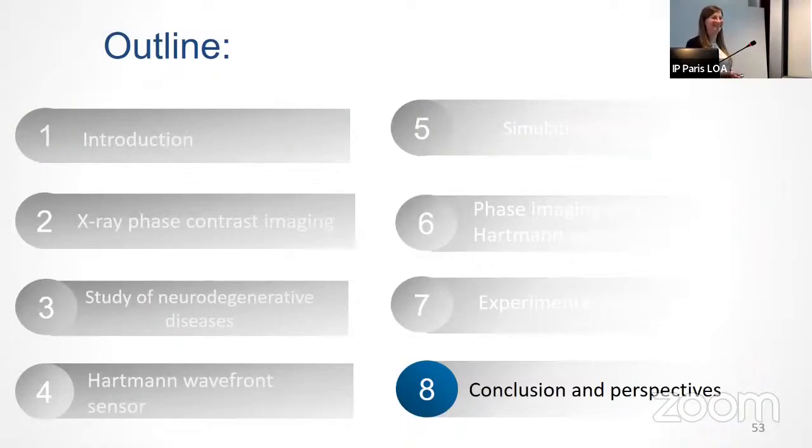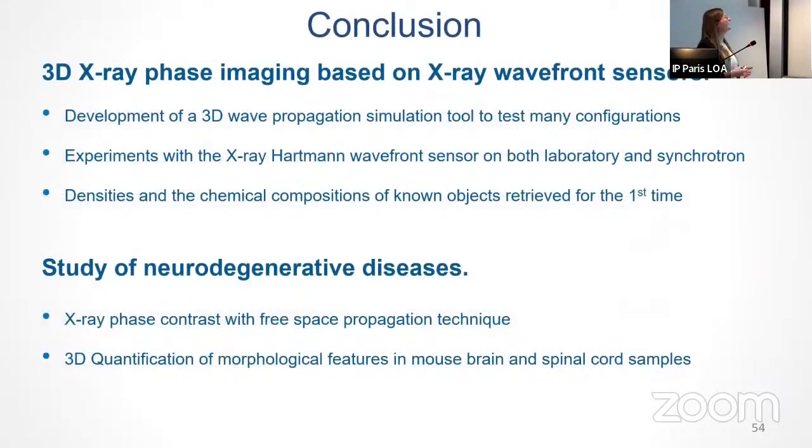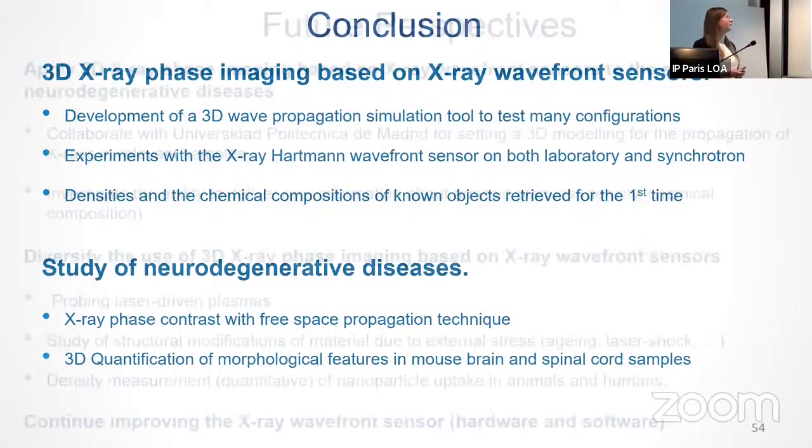Finally, I will look at the conclusion of my work. So what we show is that we can implement 3D phase imaging based on the Hartmann wavefront sensor. We developed a simulation tool to visualize the sample. We looked at the experiments both with laboratory and synchrotron sources. We retrieve for the first time density and chemical composition of known material. And on the other hand, we also study neurodegenerative diseases with X-ray phase contrast in free space propagation. And we quantify in 3D morphological features inside the sample.